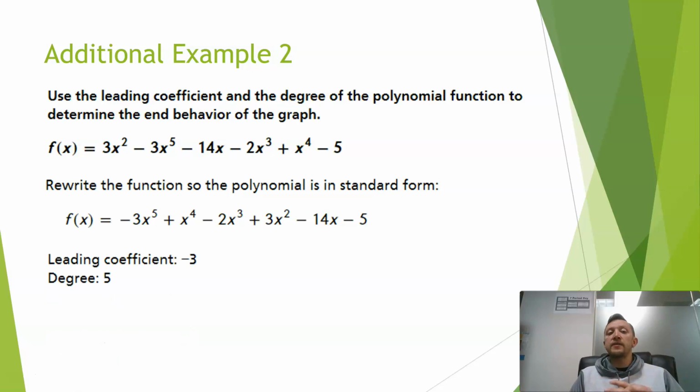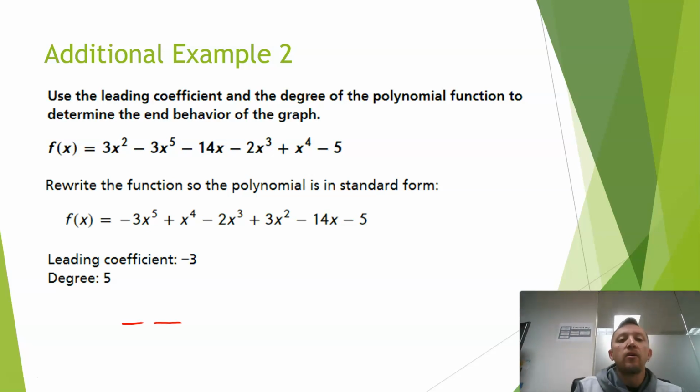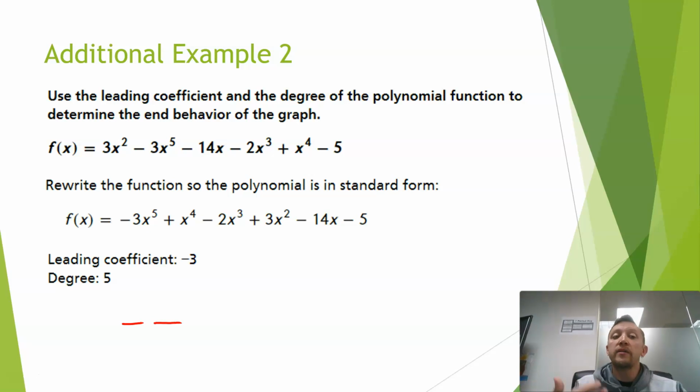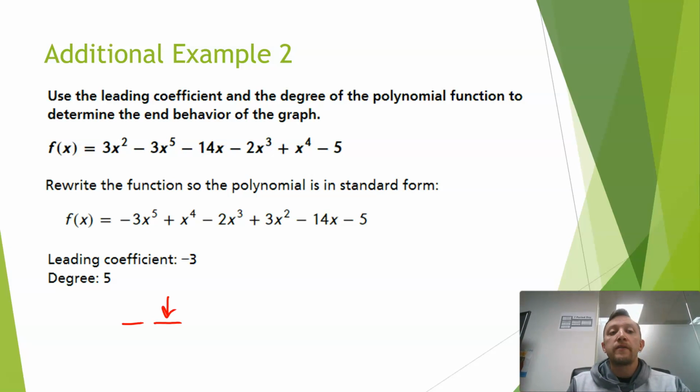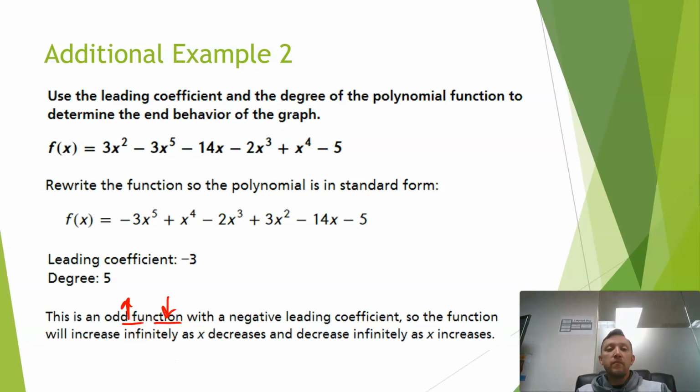So now we want to figure out what's the end behavior going to look like. So first off, you should have recognized that the leading coefficient is negative. It's a negative 3, and the degree is 5. Okay, so you might have done something like this with your blanks and saying that, all right, the leading coefficient is negative, so the right side of the graph is going to go down. The degree is 5, so it's odd, so it's going to go in the opposite direction. So the left side of the graph is going to go up.